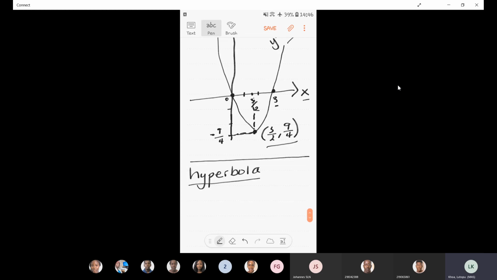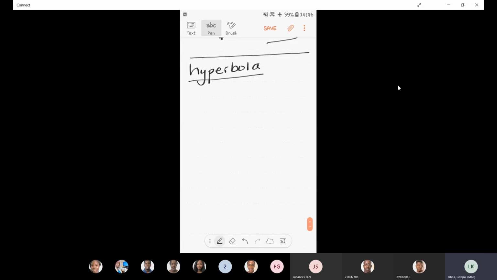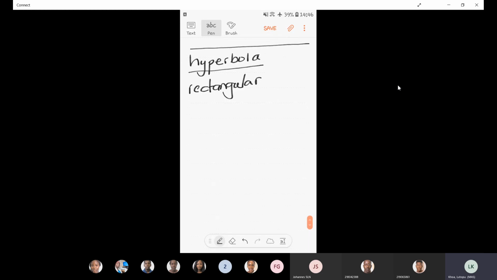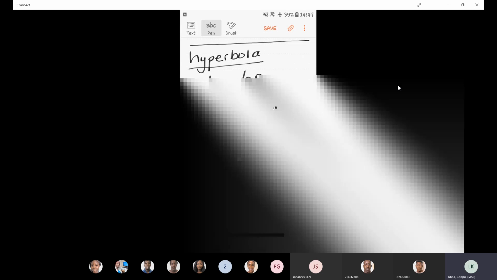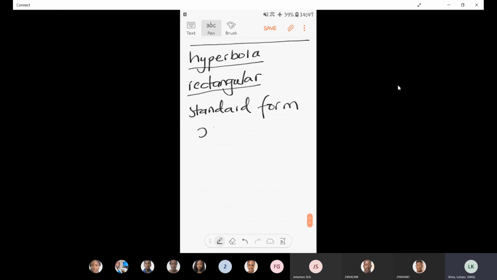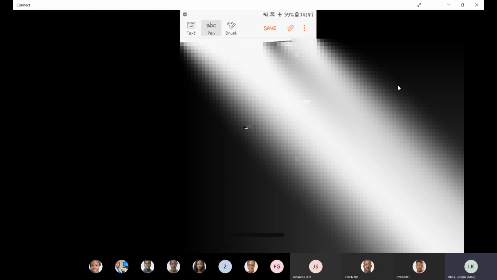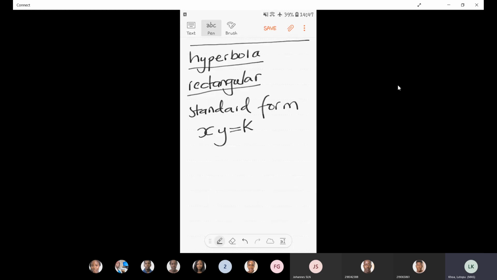Now with the hyperbola, there are 2 types that we have. We have the rectangular, which is the first one we'll look at. Rectangular hyperbola. Now the rectangular hyperbola in standard form has this equation, xy is equal to k. So you're multiplying x and y to give you k, where k is some constant.